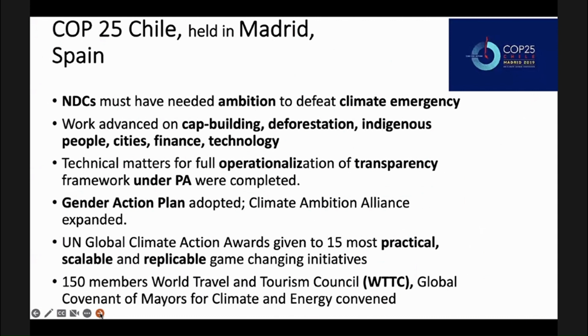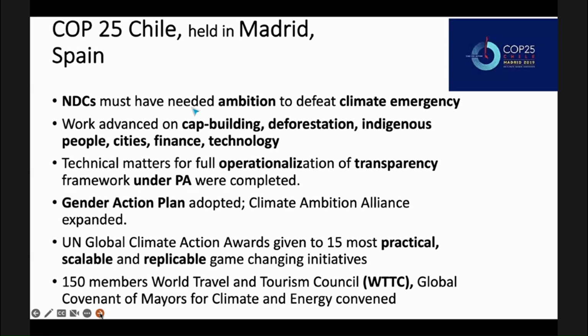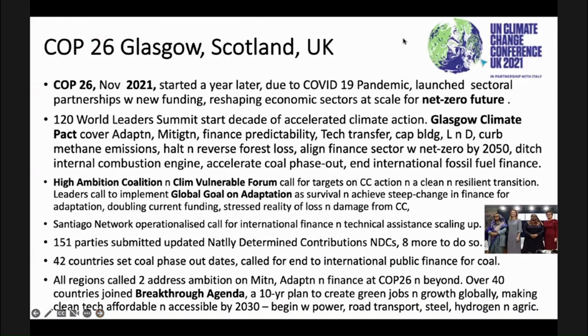COP25, which was supposed to be held in Chile, was relocated to Madrid, but called for certain things: ambition to defeat the climate emergency, work on capacity building, deforestation, indigenous people, cities, finance and technology were debated, discussed and operationalized. A gender action plan was adopted, and the Climate Ambition Alliance expanded. Global Climate Action Awards were given to 15 most practical, scalable and respective sectors, not at the national level, but at the sectoral level.